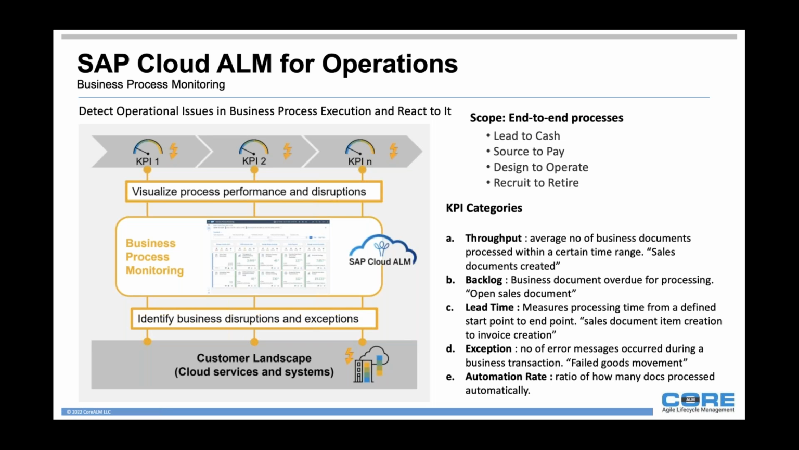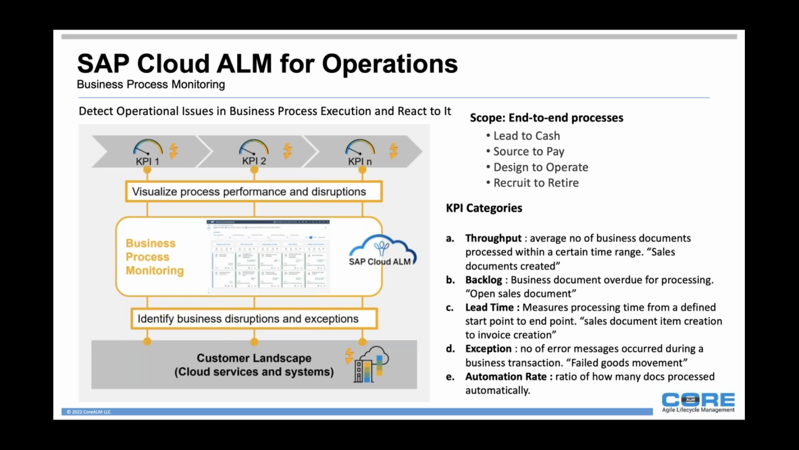So if we go deep dive, like exact use cases of what KPI categories are available for each of these areas. So the scope of BPI, the business process monitoring, is currently lead to cash process, source to pay, design to operate, and recruit to retire.